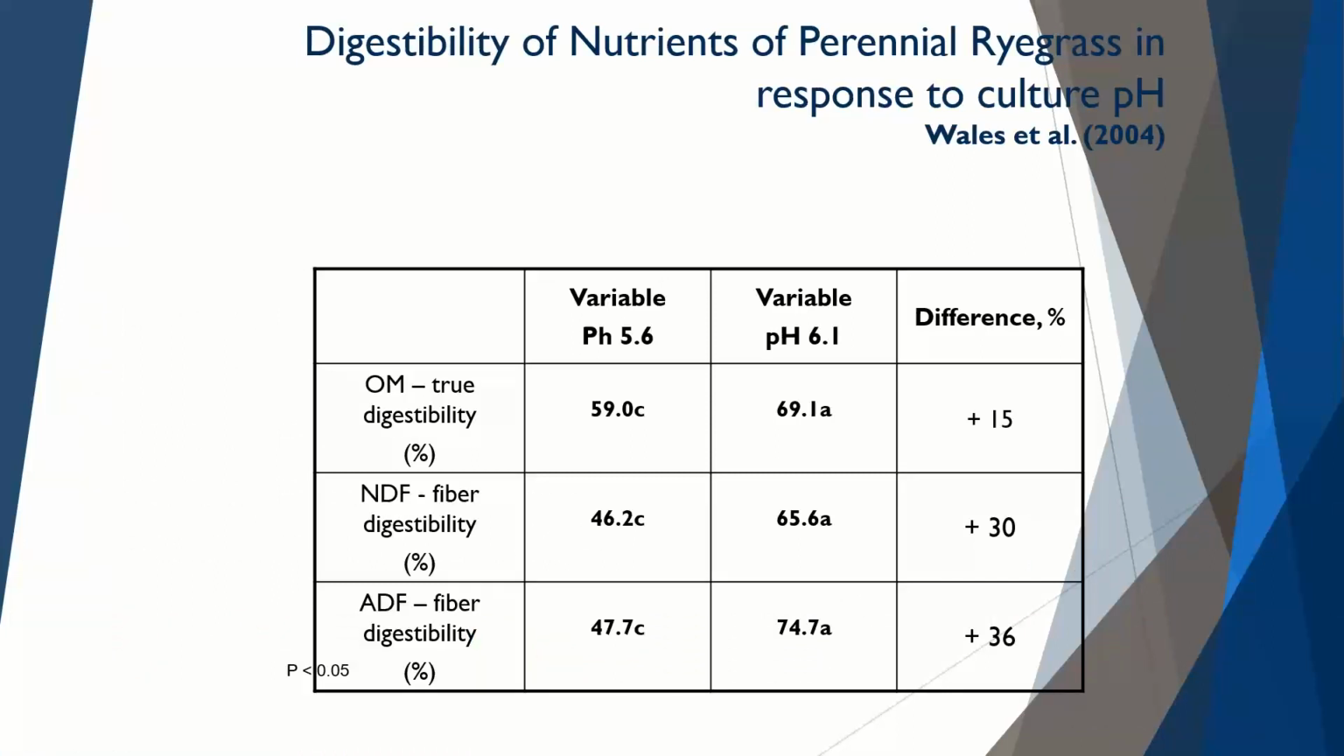Just to show that I'm not making all this up, this is a study by Bill Wales in 2004. This is one on perennial ryegrass, but what it basically shows is, if you look here, hopefully you can see my pointer, at a pH of 5.6 we're into what we've been discussing, the SARA range, subacute ruminal acidosis, versus what is probably a better pH, a little bit higher, around 6.1. When we look at organic matter or true digestibility, from this lower pH, which shows the rumen has dysfunction, we've got a 15% difference in the amount that rumen fluid will actually digest. We take it down that next column and we find that the fibre digestibility, the neutral detergent fibre, has a difference of 30%.